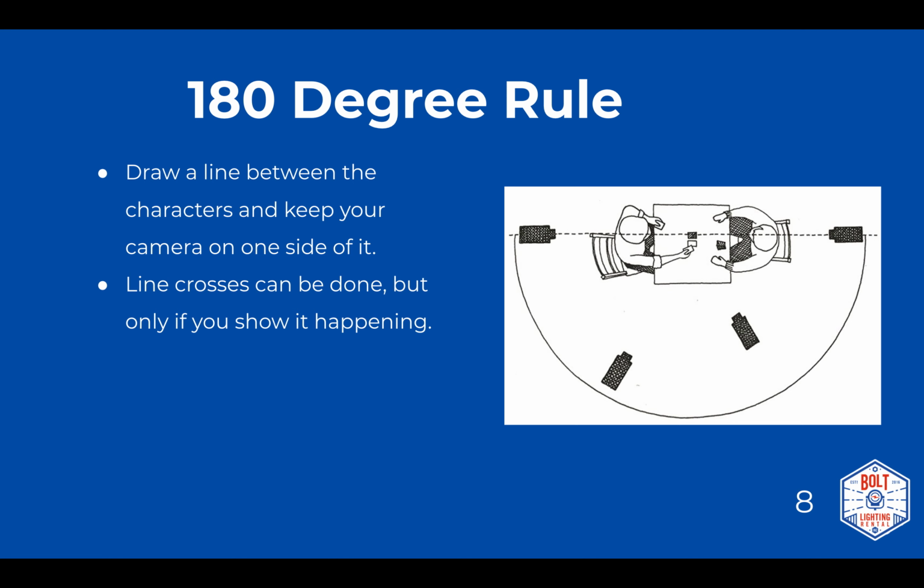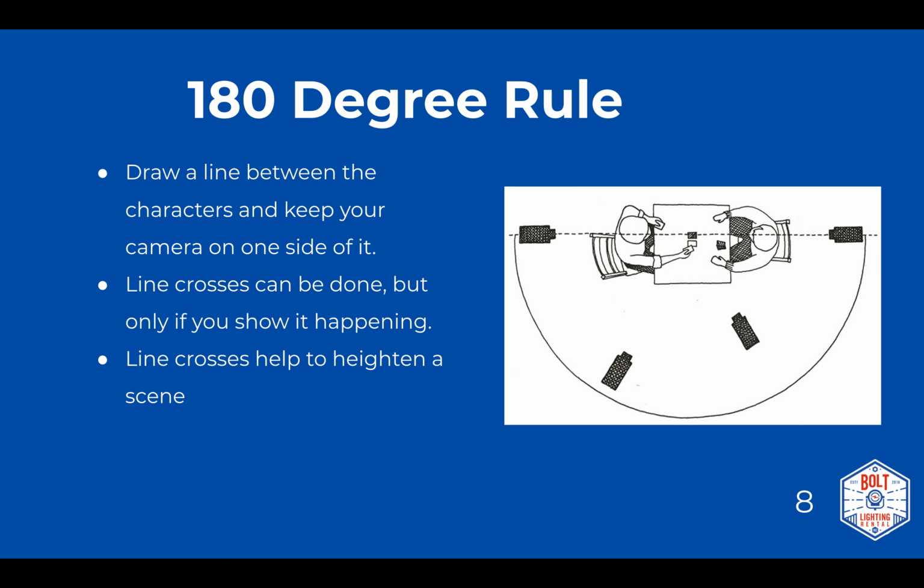You can cross the line as long as you show the line cross happening. So if you start, say this was handheld or something, and you're looking at this actor right here, and your camera's here, you can cross the line as long as you move the camera to the other side of the line in the shot. If you show that happening, then you could cut to another shot from the other side, looking at the other actor, and that would totally cut and make sense to the viewer.